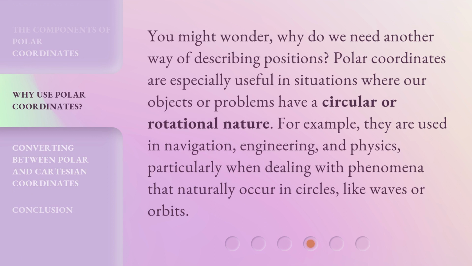You might wonder, why do we need another way of describing positions? Polar coordinates are especially useful in situations where our objects or problems have a circular or rotational nature. For example, they are used in navigation, engineering, and physics, particularly when dealing with phenomena that naturally occur in circles, like waves or orbits.